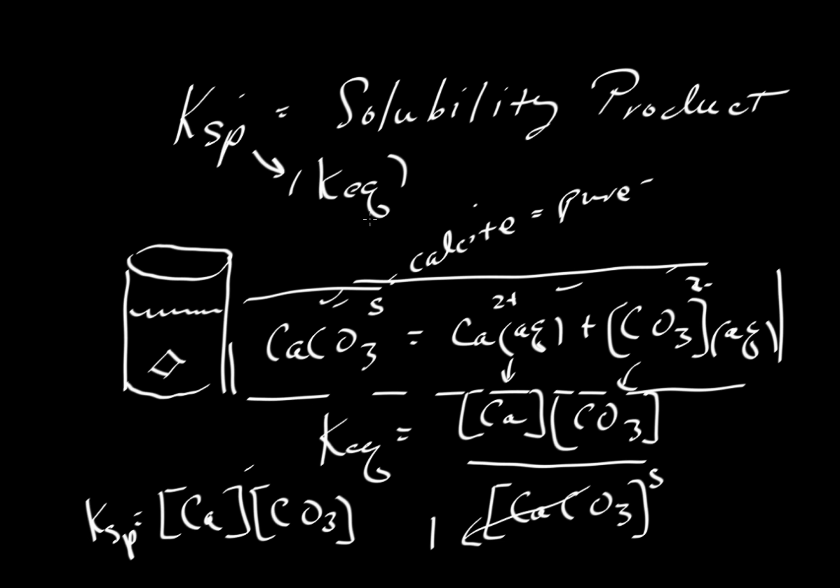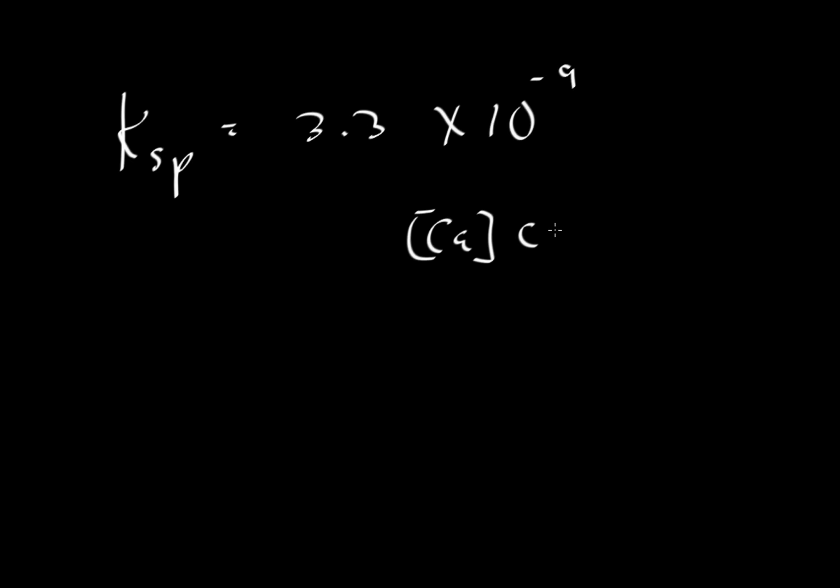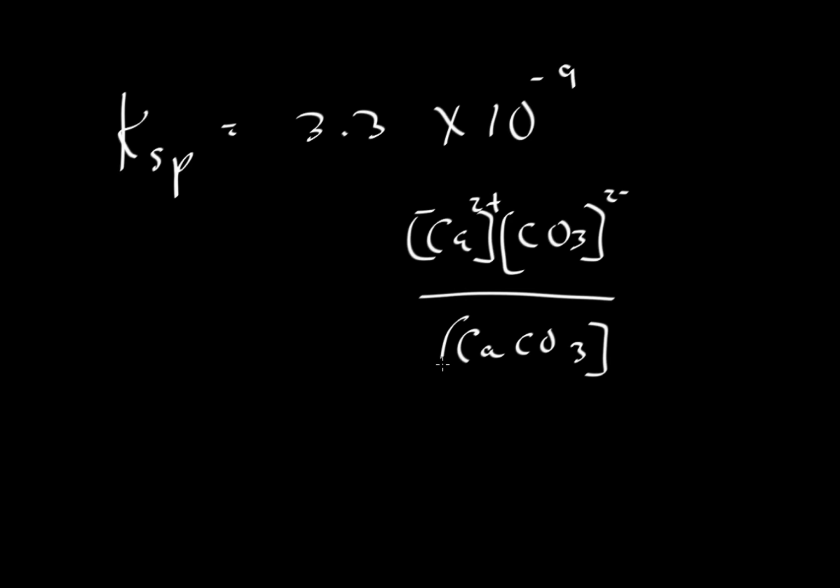To finish off our introduction to this, let's look at some values. What would be the K sub SP for calcite? Well, it's about 3.3 times 10 to the minus 9. That means we have a very small number of calcium and carbonate ions. We'll write the full equilibrium constant again. Remember, these are the 2 plus and 2 minus ions in aqueous solution, and then the reactant is calcium carbonate. With this being so small, 10 to the minus 9, it means that most of the calcium and carbonate is bound up here in the solid phase.